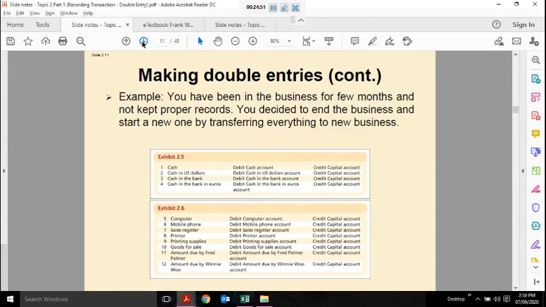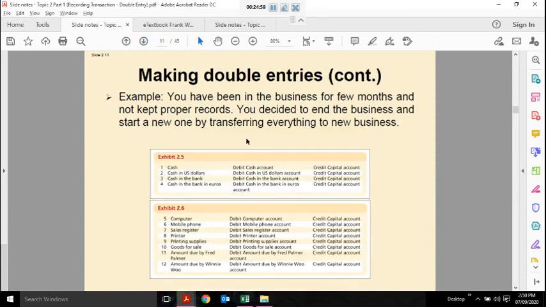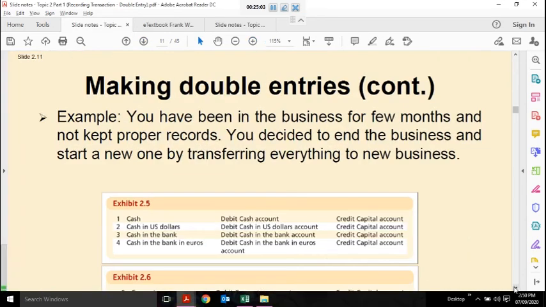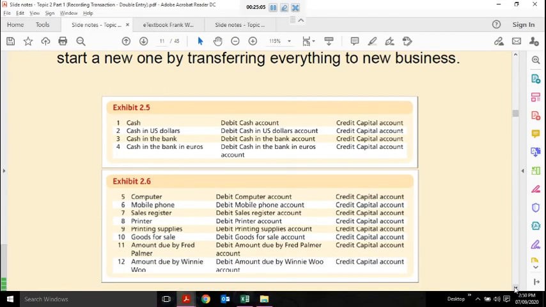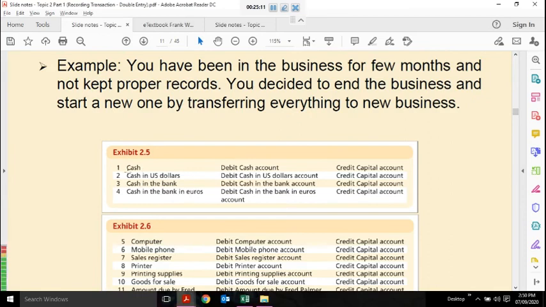So now, how can you record all of this? You have all of these items, which is how many? 12. So how to record? You just transfer all of this. You have cash, so now your cash is your possession. When your possession increases, you should record it as debit. So you should debit the cash account.